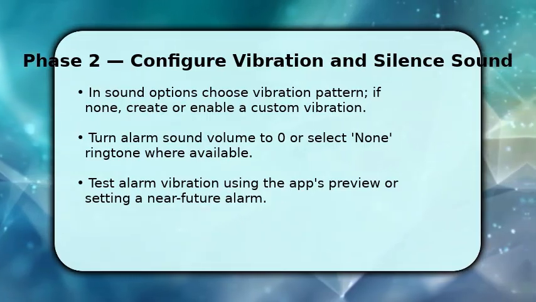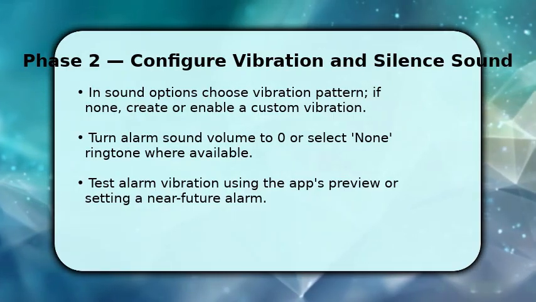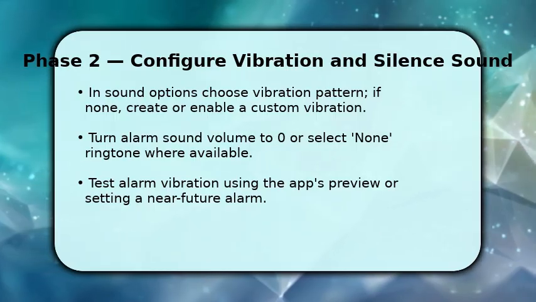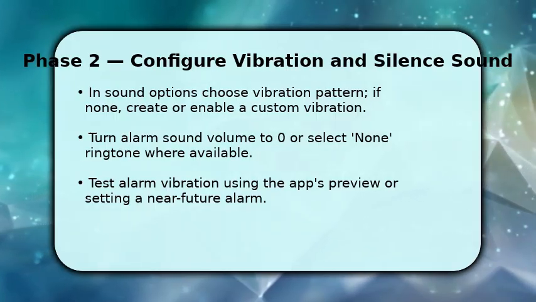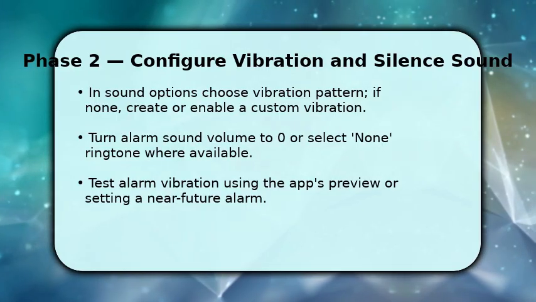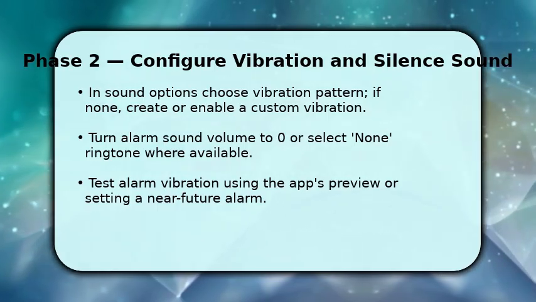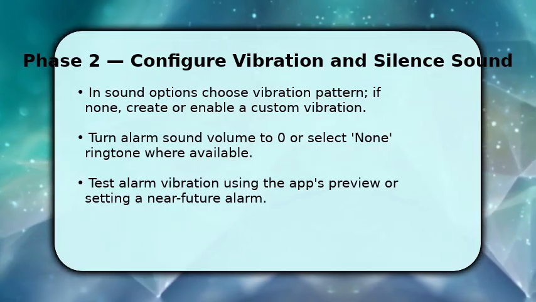Next, silence audible output by selecting none or setting the alarm volume to 0. On some systems, you must reduce the ringtone volume, not media volume. Once set, test right away by using the preview or scheduling an alarm a minute or two ahead, so you confirm vibration strength and behavior on lock or do not disturb modes.